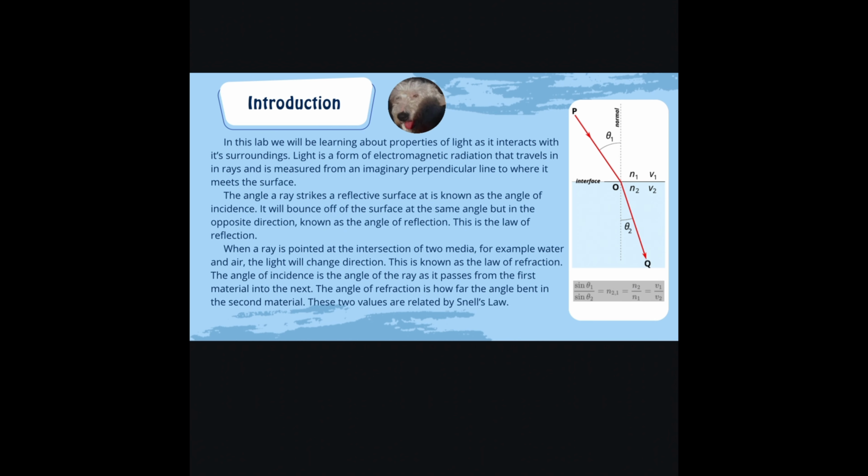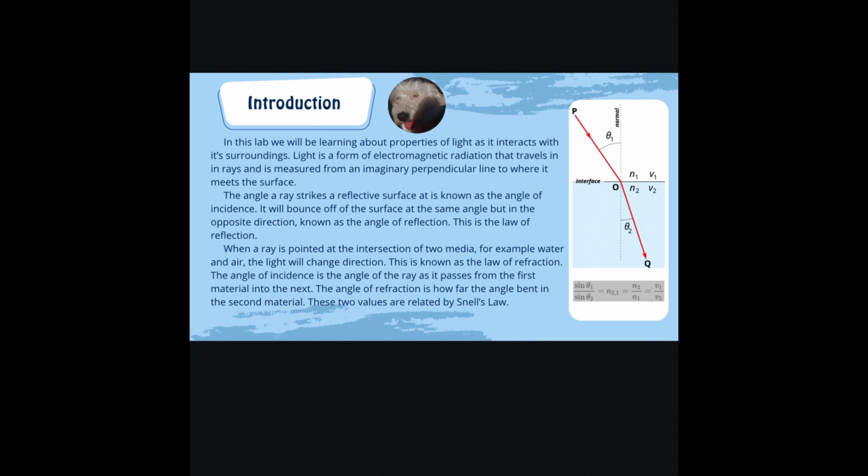It will bounce off of the surface at the same angle but in the opposite direction, known as the angle of reflection. This is known as the law of reflection. When a ray is pointed at the intersection of two media, for example water and air, the light will change direction. This is known as the law of refraction.